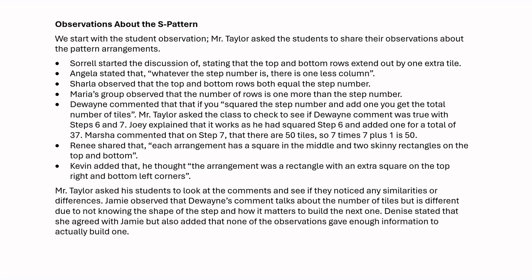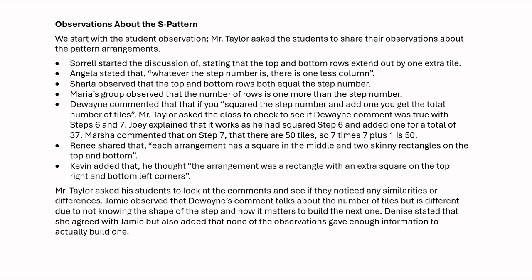Renee also shared that each arrangement was a square in the middle and 2 skinny rectangles on the top and bottom. Kevin added that he thought the arrangement was a rectangle with an extra square on the top right and bottom left corners.